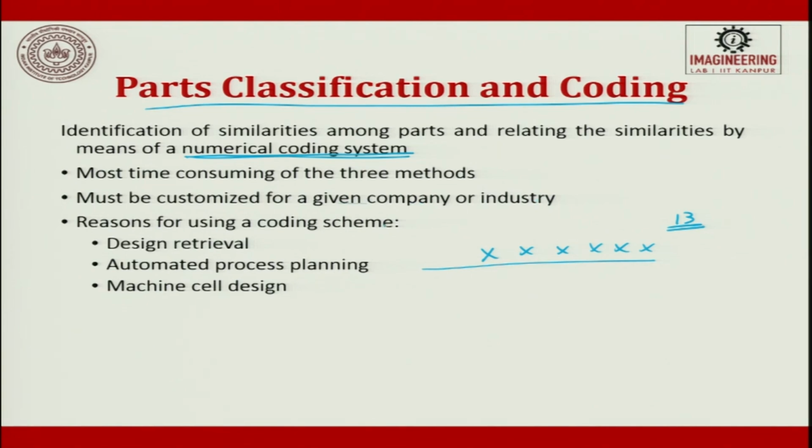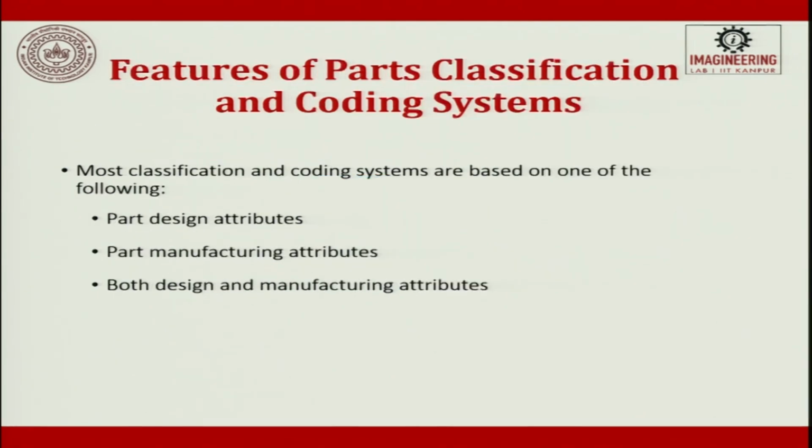The reason for using a coding scheme is that design retrieval becomes easy, automating the process plan becomes easy, and machine cell design can also be done easily, provided we have a part classification and coding system in place. The features of a part classification and coding system are: most classification and coding systems are based on the following attributes. One is part design attribute, the other is part manufacturing attribute, or it can be a mix of both design and manufacturing attributes.